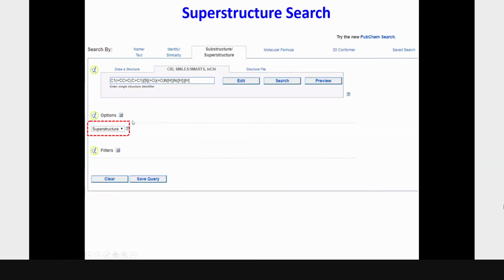Suppose you are taking this as the query again, and you are looking for the superstructure. So what do you think you will get? Suppose I enter the SMILES string of sulfanilamide and hit the query for the superstructure. What am I going to get?